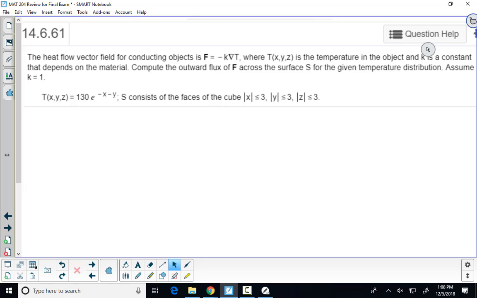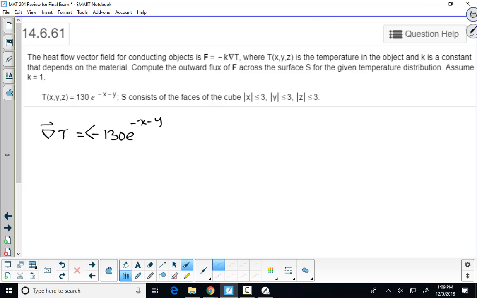Okay, so we have a vector field that we are going to create here called capital F, and it's going to come from this function T. That function is essentially a potential function. So let's first find the vector field. Capital F is going to be negative k times the gradient of T. The gradient of T is the partial with respect to x, which is negative 130 e to the negative x minus y, comma, the partial with respect to y, which is the same thing, and then the z component is just 0.